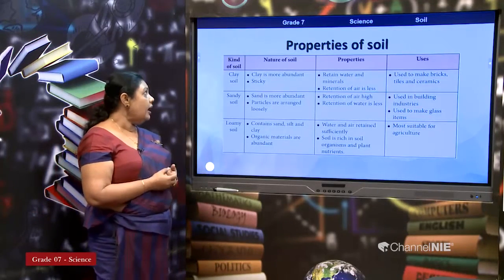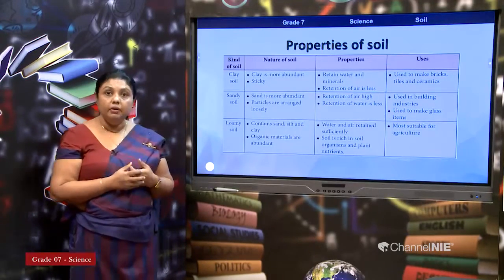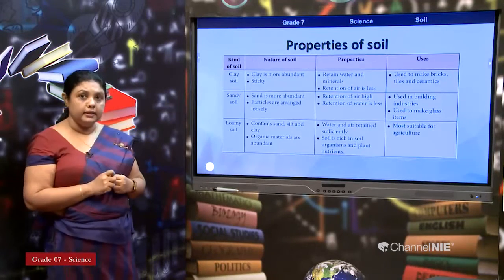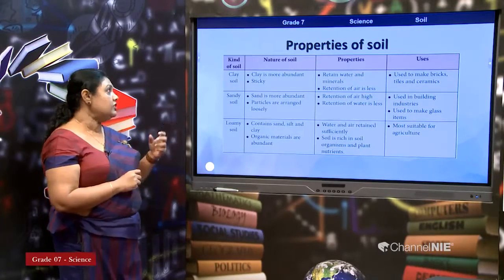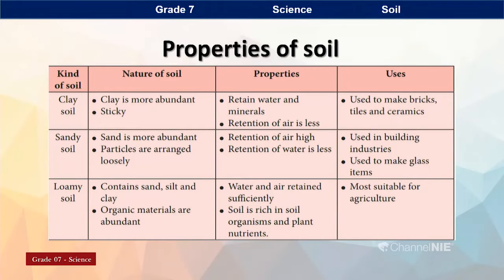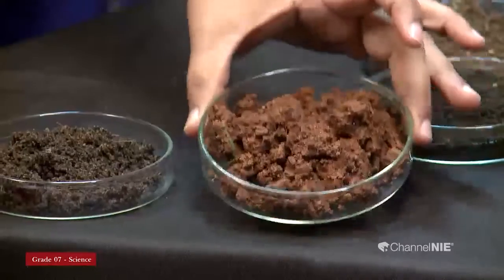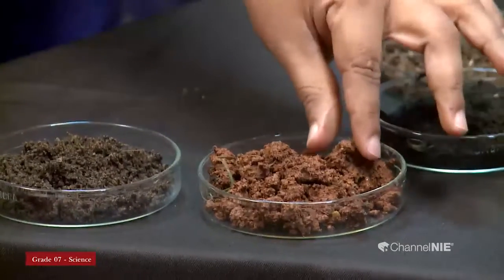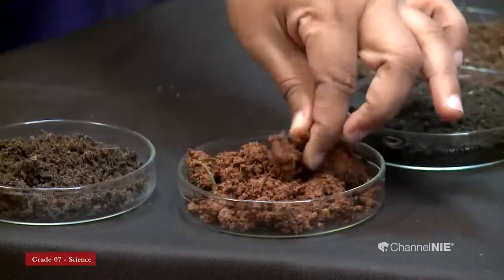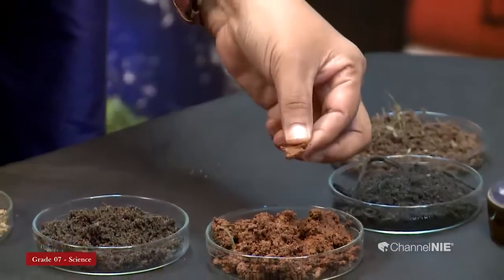Now, we will see how these properties are. We will try to identify these properties. Clay soil. I will show you again. Clay, now if you can remember the color, yes, correct. This is the color, that is brown color. If you touch this, you can see it is sticky.